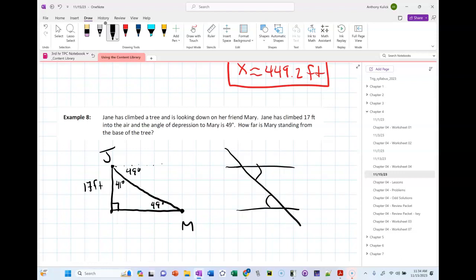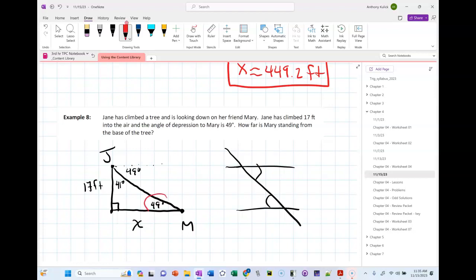Okay. What we're asking now is, how far is Mary standing from the base of the tree? So that's our side x. Now we're going to pick an angle. Which angle would you like to use? The 49 or the 41? Does it matter? Of course it doesn't matter. Let's pick one though. Which one should we use?